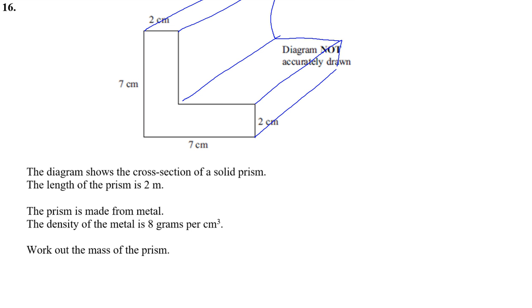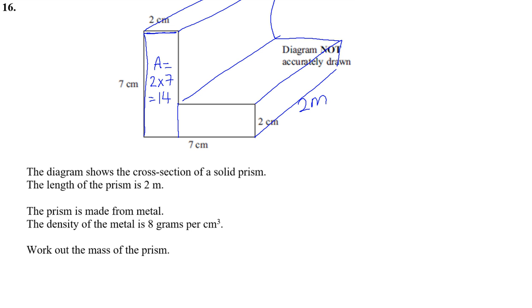And the length of the prism is 2 meters. So the first thing we need to do is work out the volume of the prism. In terms of doing that, I am going to split the cross section into 2 rectangles. Okay, the area of this rectangle is 2 multiplied by 7. They're my length and width, so that's 14.